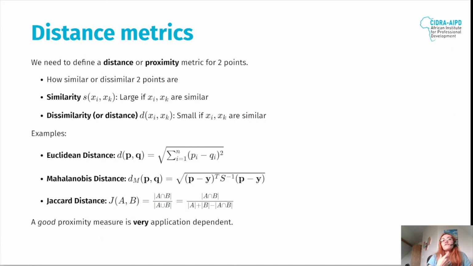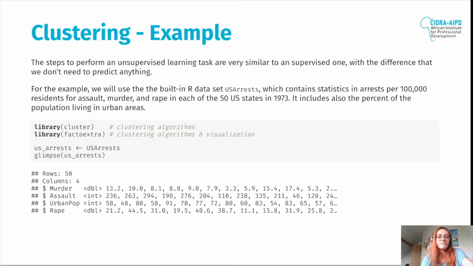So we can define a distance as how similar or dissimilar two points are. Similarities are going to be large if two people are alike, and the dissimilarity or distance is going to be small if two observations are alike, if two observations are similar. So common metrics: Euclidean, Mahalanobis, Jaccard, Manhattan distance, cosine distance. You have a lot of distance metrics that are going to be, again, very application dependent.